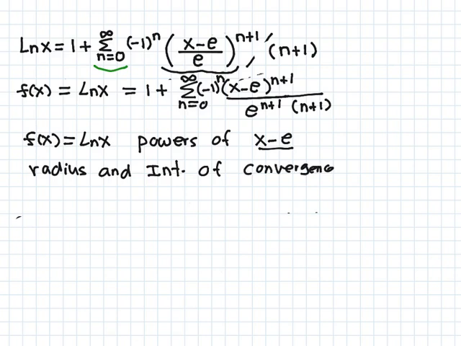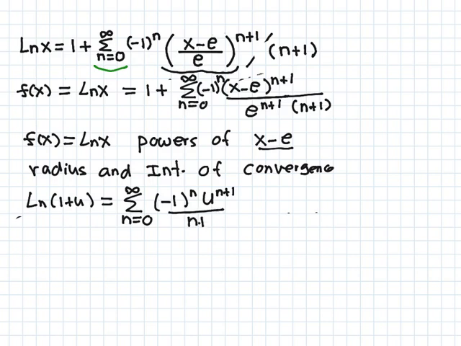Now let's go back to the hint that was given. Log of 1 plus u has a power series representation: summation n equals 0 to infinity, (-1)^n u^(n+1) divided by n plus 1, and the radius of convergence is r equals 1. This power series converges for the values of u less than 1, larger than negative 1. This is the interval of convergence for this power series.